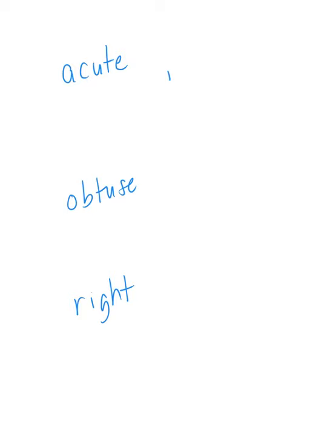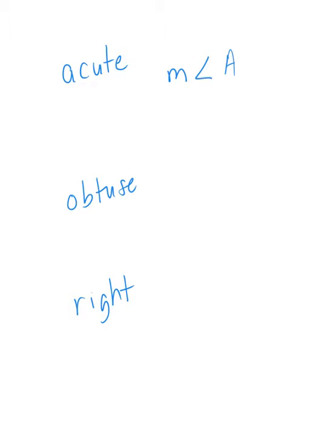So now we're going to talk about naming angles, and this is part of your homework. Hopefully you know that you can have an acute angle, an obtuse angle, and a right angle. When you see M and then this symbol, this means measure of angle, and I'm just going to say A.